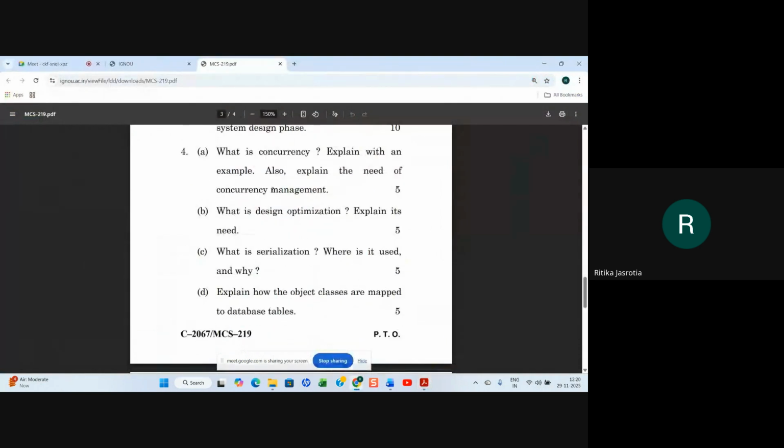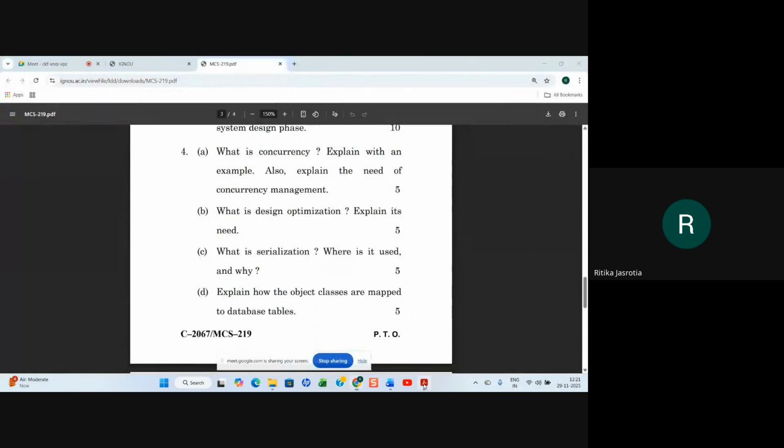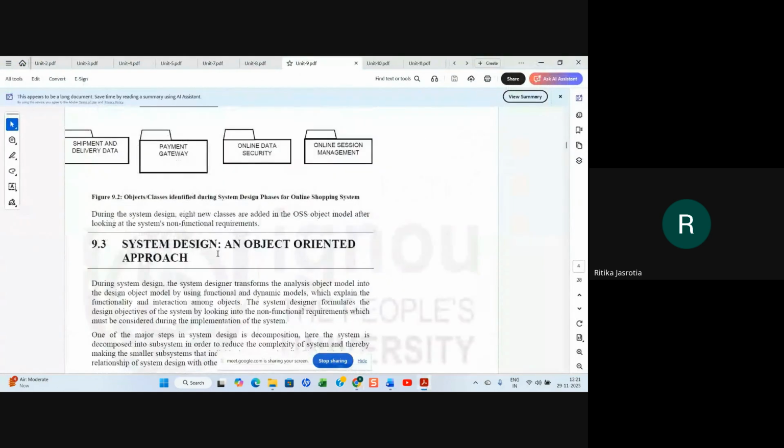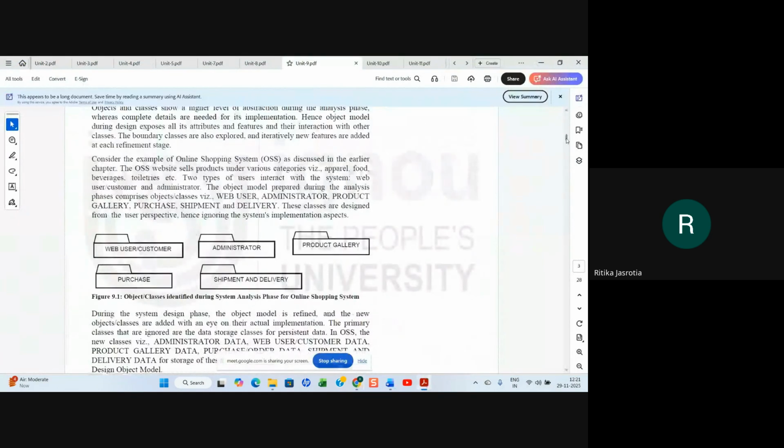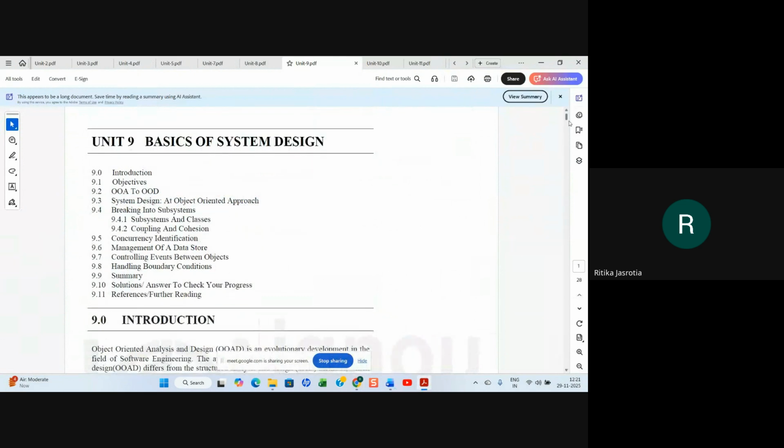Then, what is concurrency? Explain with the help of an example. Also explain the need of concurrency management. Concurrency was also given here. I don't know, it is in design only. Concurrency identification.